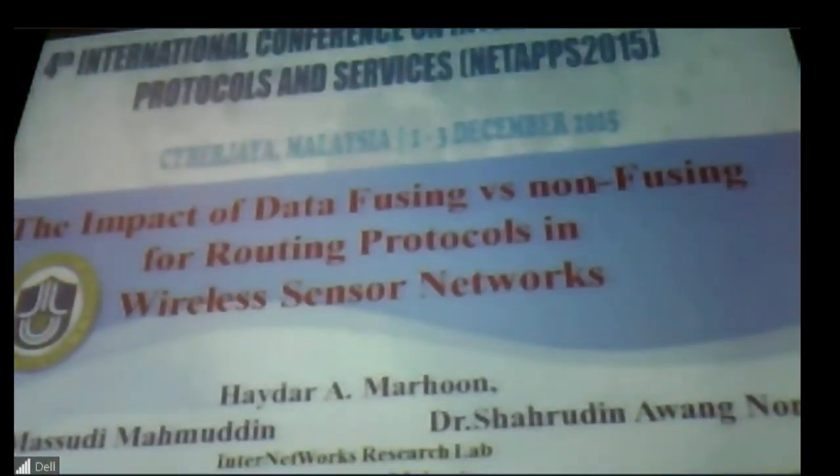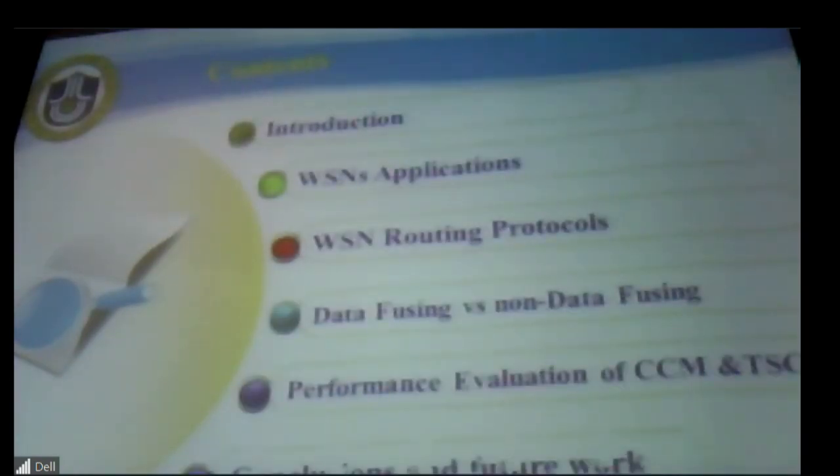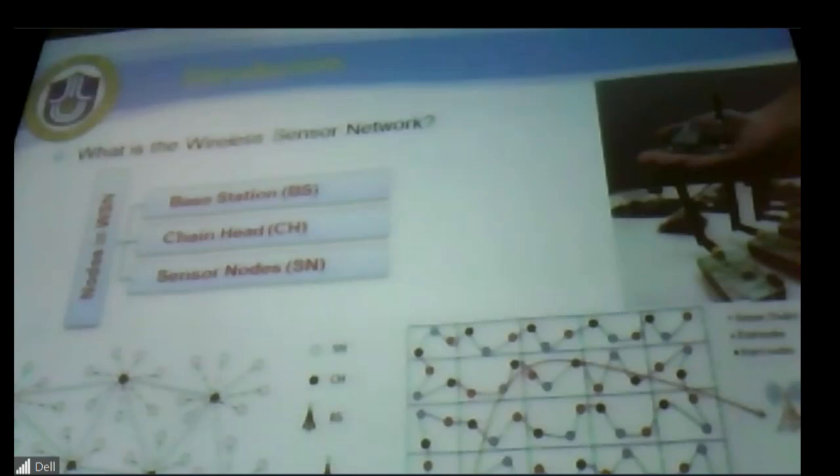I was talking about the impact of data fusing and non-data fusing for routing protocols in wireless sensor networks. This outlines my presentation. First, an introduction about wireless sensor networks. Everybody has some idea about smart devices. What we call smart means we have some sensors in these devices. These devices need to communicate with each other to deliver their data to the destination, monitoring data or any data collected from the environment.